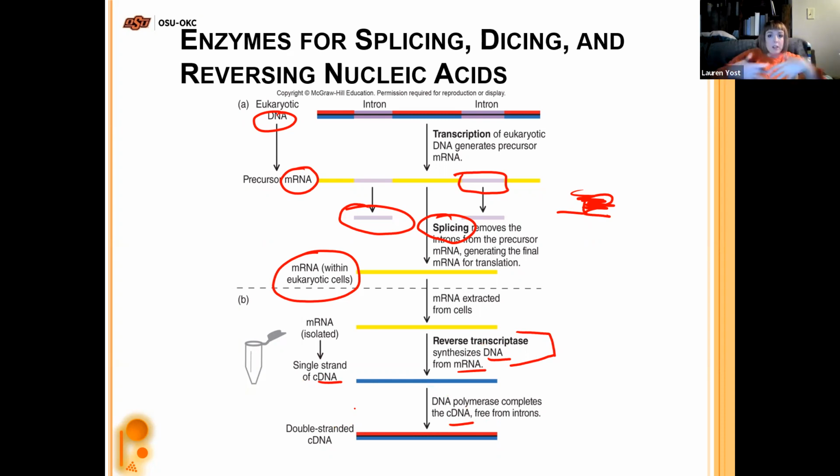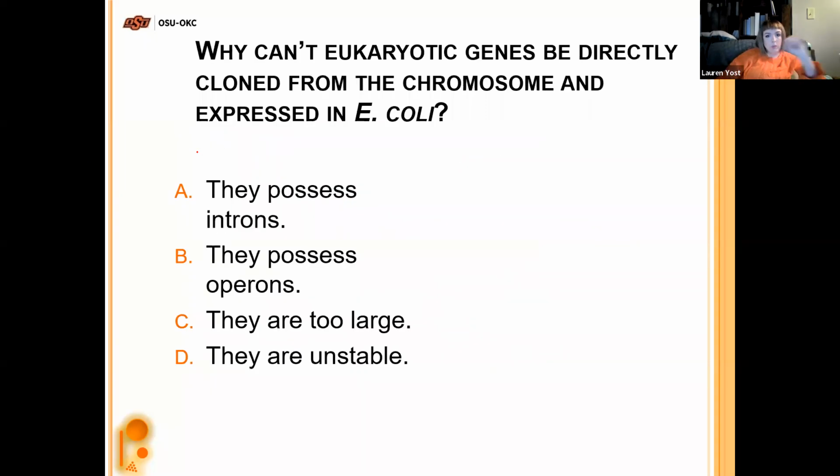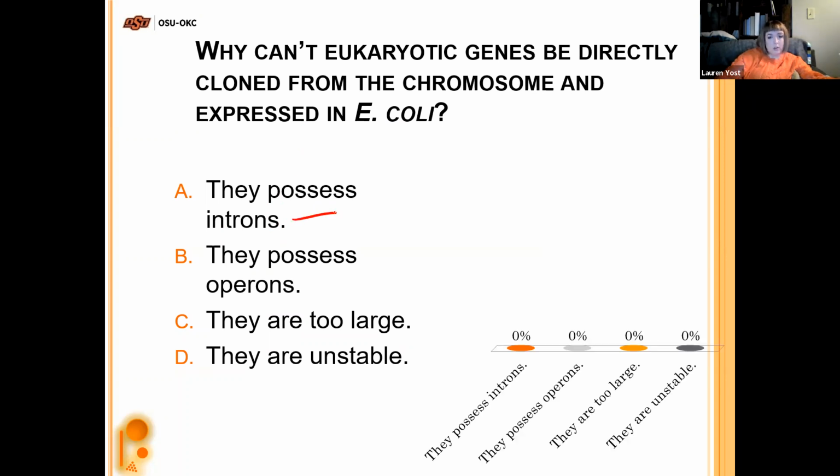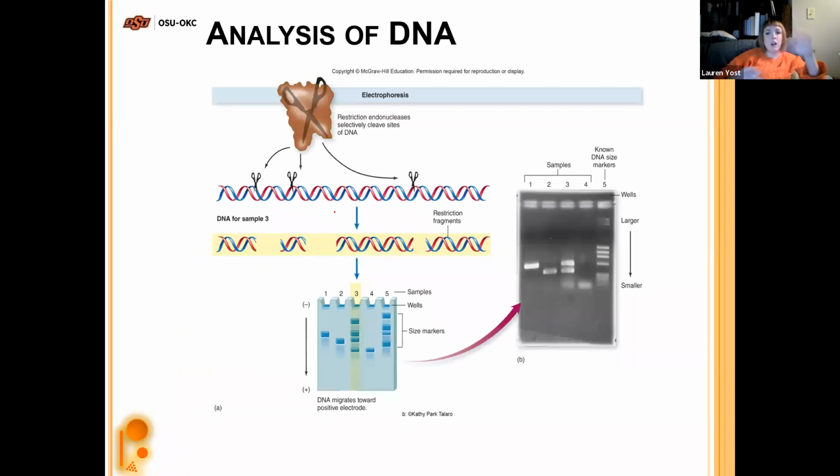So if we're trying to have bacteria make human insulin, we have to take the introns out of it. And this is how we would get to that. Okay, it's important to note this is a thing that happens with eukaryotic DNA. So again, to reiterate, eukaryotic genes can't be cloned from the chromosome directly and expressed in E. coli, which is a bacteria, because E. coli is a prokaryote. Eukaryotes have introns that have to be clipped out in order to make the product successfully.